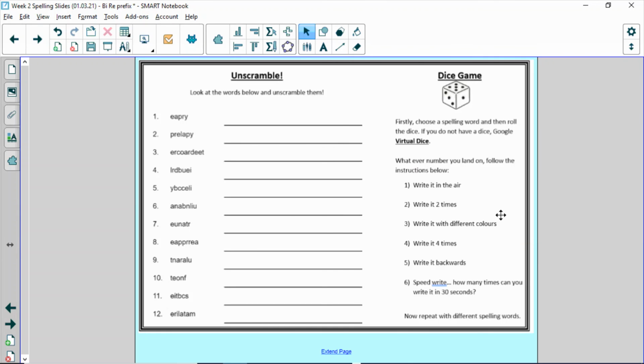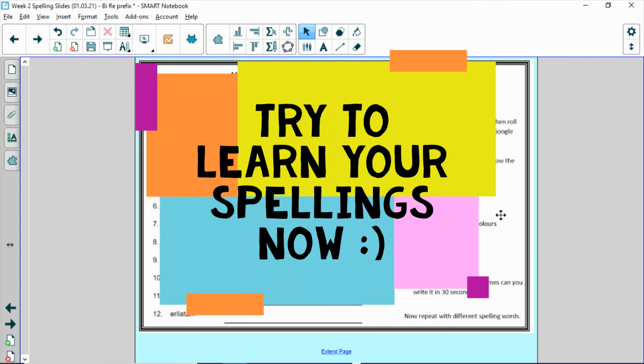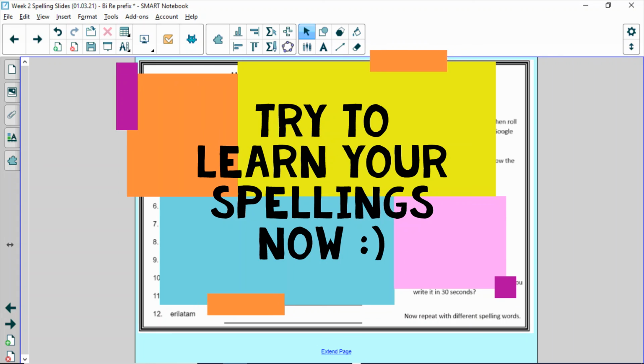Okay, well done Year 4. That's all of our spelling words for today. See if you can use the rest of this time to practice our spelling words and see if you can learn them off by heart.